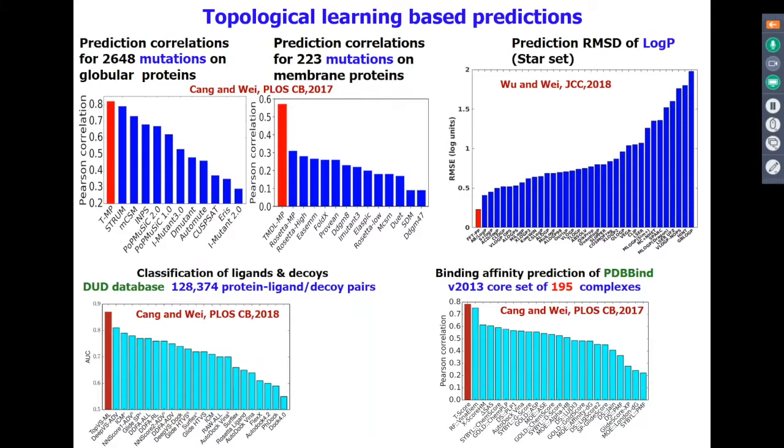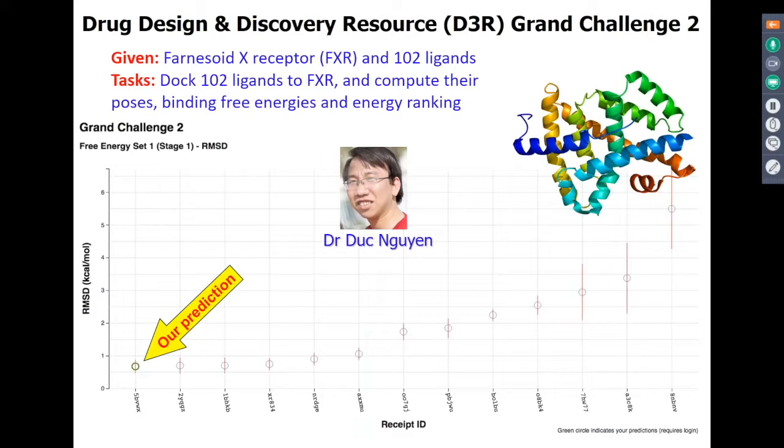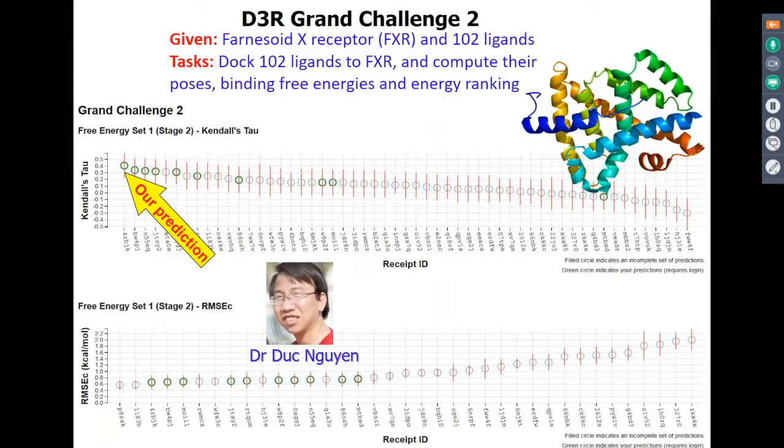So how about our results for challenges? This is something we just participated in. We have known about this challenge for less than 2 years. Before that, we didn't know about this platform for the community to compare results. So this is what we did for Challenge two. Challenge two, free energy set one, stage one: our result is the best for that part. And also for Challenge two, free energy set one, stage two, the good results basically come from our group. Our group is also doing well on the free energy part.